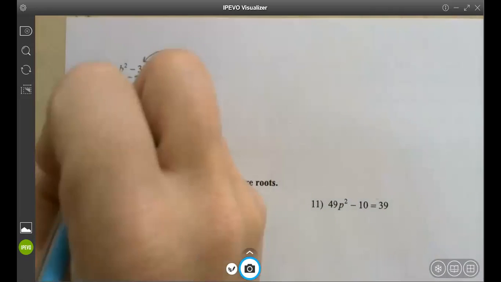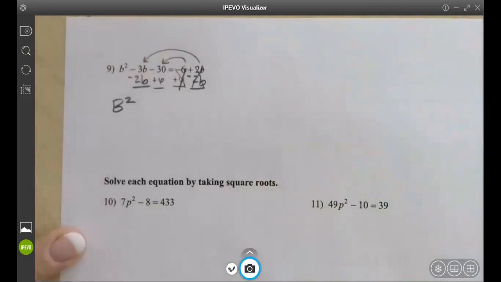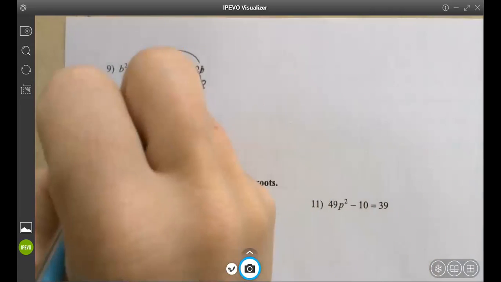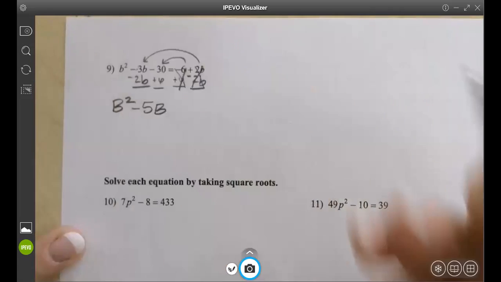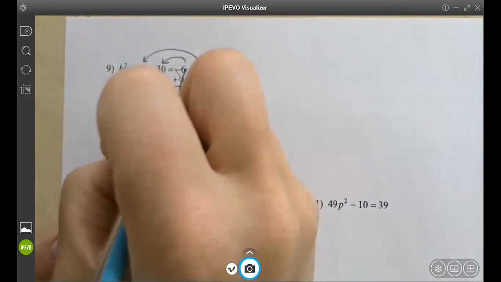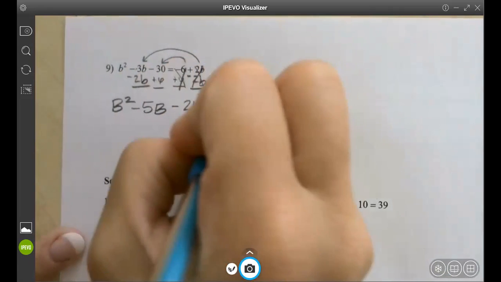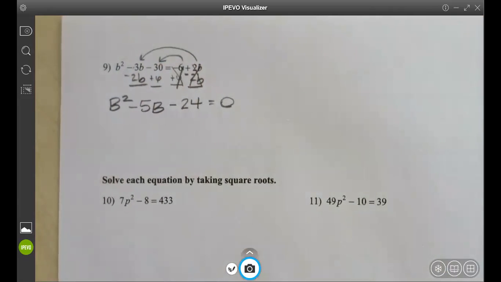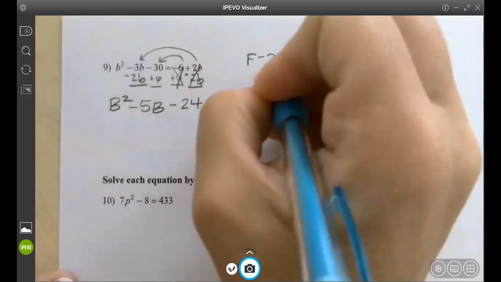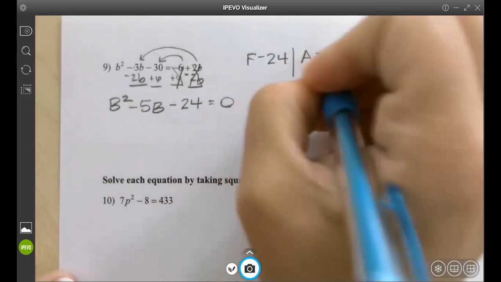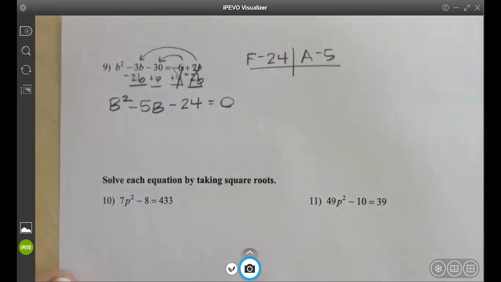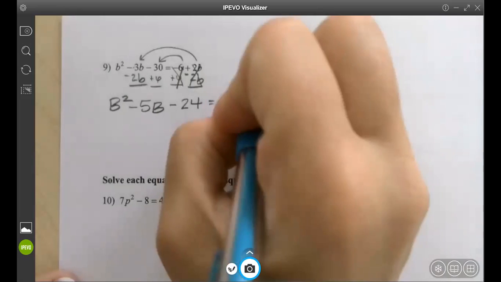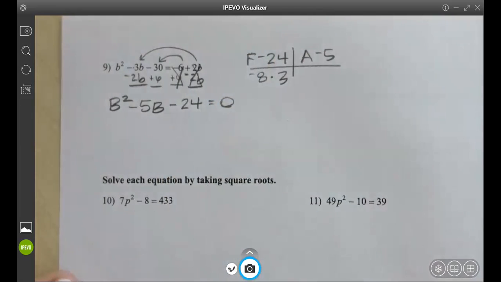I didn't do anything with the b squared. I'm just going to write it down. Negative 3 minus 2 is negative 5b. And then negative 30 plus 6 is negative 24. Because there's nothing in front of b squared, this is a cheater method. I need factors of negative 24 that add to negative 5. Again, you find those in your calculator, and they are negative 8 and positive 3.